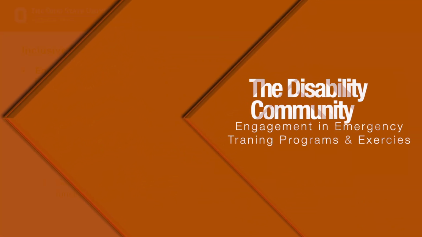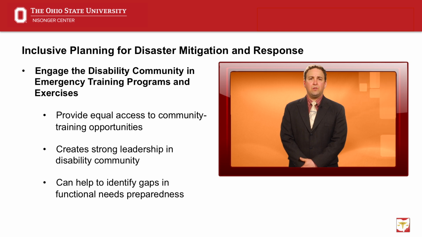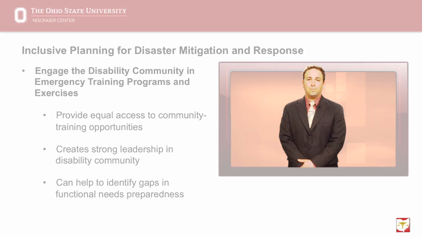Secondly, engage the disability community in emergency training programs and exercises. People with disabilities who live in the community need to have the same access to community emergency response training opportunities as anyone else. In fact, making sure that people who have functional needs are able to access these trainings will help to ensure that there are strong leaders within the disability community who can assist in disaster response and can help local EMAs and emergency planners understand the unique functional needs that these populations may have.